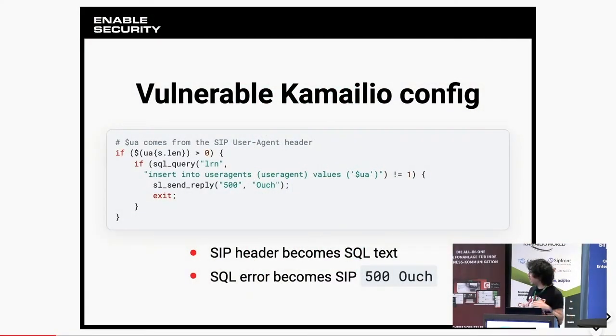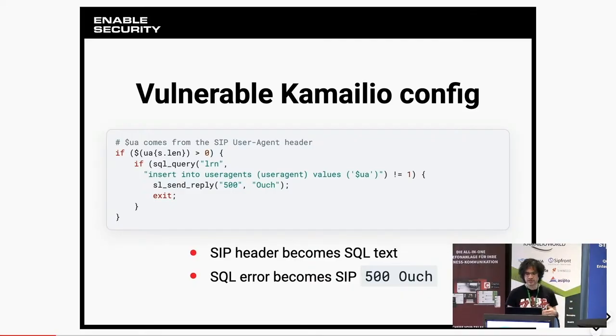So let's say you have a vulnerable Kamailio configuration, and essentially you have the user agent header, which is being used in an SQL query. We're using the SQL_query function here in the Kamailio configuration. The backend is actually MySQL. And you'll notice, if you generate an error at SQL level, it's going to give you a SIP 500 response. We called it ouch here, but it could be, of course, anything.